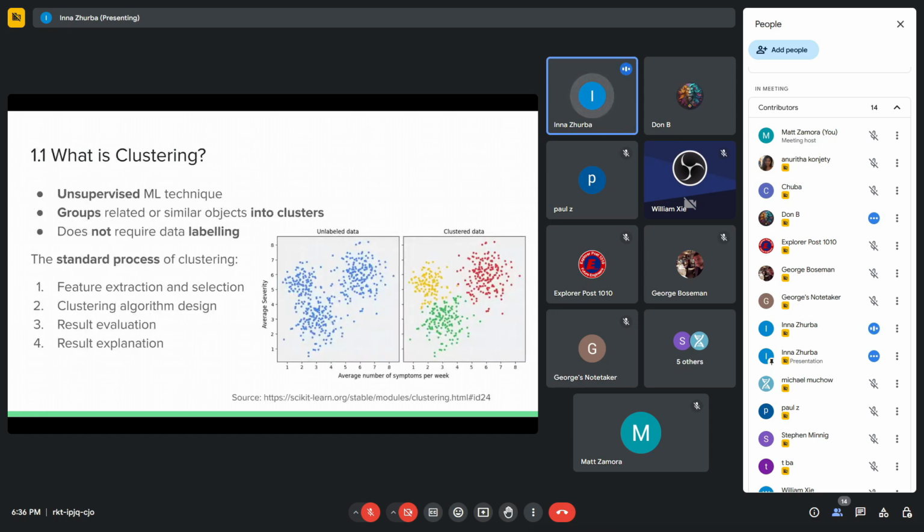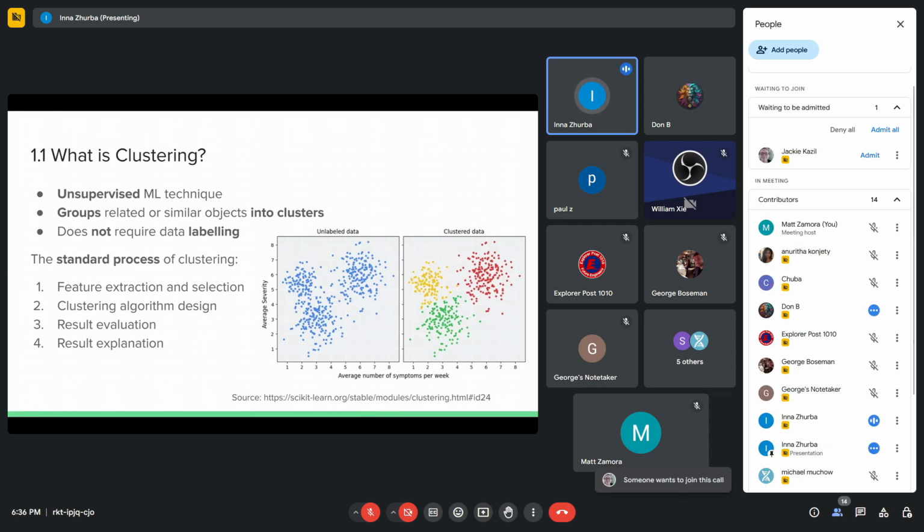So clustering is an unsupervised machine learning technique that groups related or similar objects into clusters, and it doesn't require data labeling. So, for example, if we have a supervised machine learning technique that has examples labeled, this kind of grouping would be called classification. And the standard process of clustering includes 4 steps.